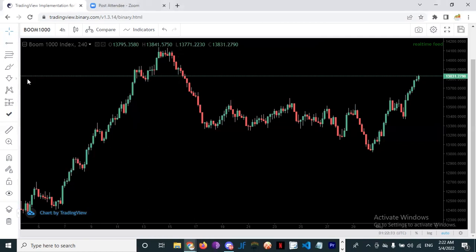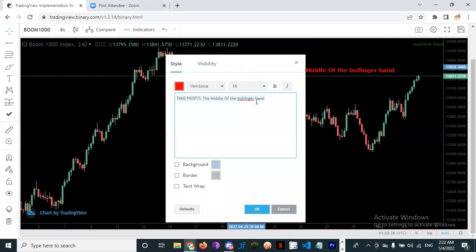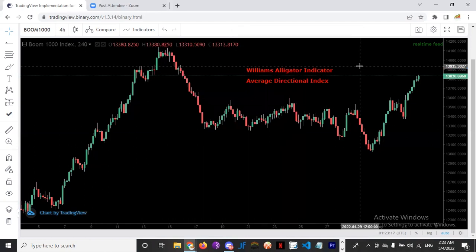So for the strategy, you're going to be needing two indicators: the Williams Alligator indicator, and then the Average Directional Index. These are the two indicators you're going to be using. Your Williams indicator is for your signal, and your Average Directional Index is going to be your confirmation.